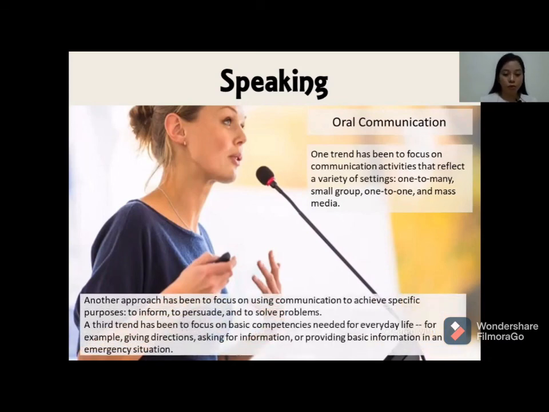Another approach has been to focus on using communication to achieve specific purposes, for example, to inform, to persuade, or to solve problems. Another trend has been to focus on basic competencies needed for everyday life, for example, giving directions, asking for information, or providing basic information in an emergency situation. So basically, that is oral communication.